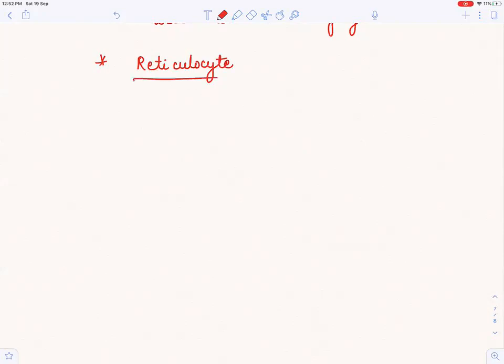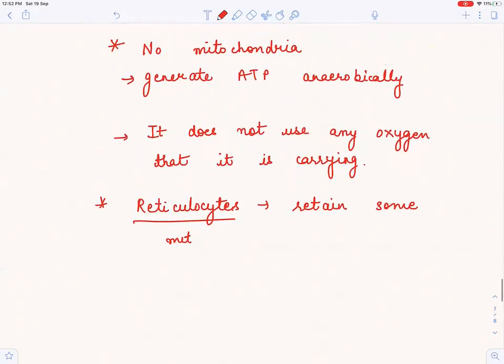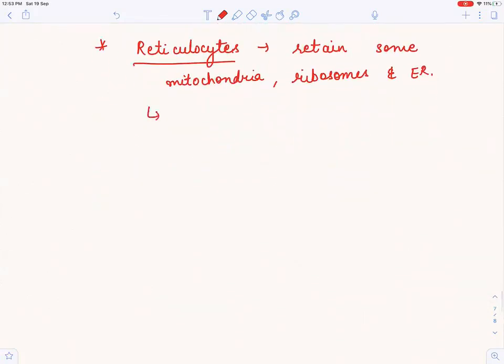The reticulocytes, just for your little information, retain some mitochondria. Since we are doing mitochondria, I'm just saying that reticulocytes retain some mitochondria, ribosomes, and endoplasmic reticulum. But in 1 to 2 days, they mature to RBCs and then they lose it.